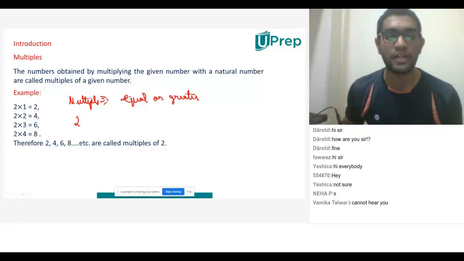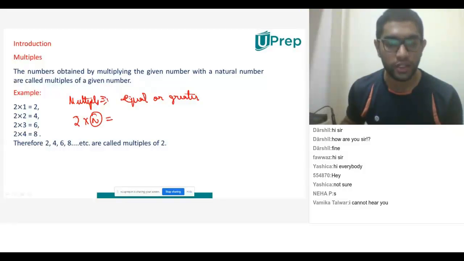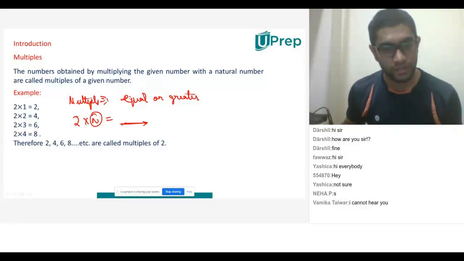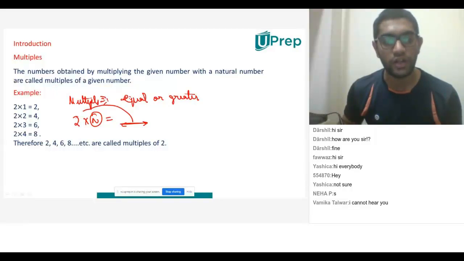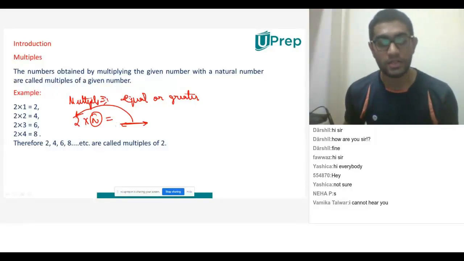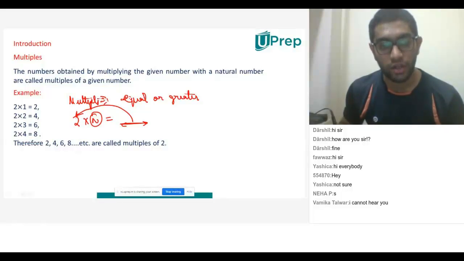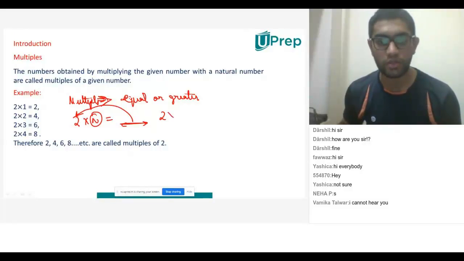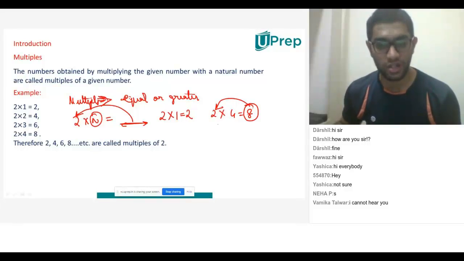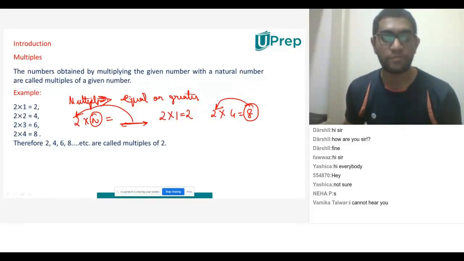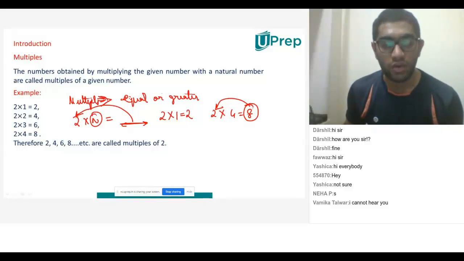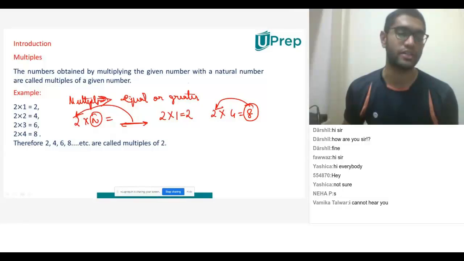If I take a number and I multiply it by any natural number, I'm going to get an answer. I'm going to get a product. This number is a multiple of the number that we were talking about. That means all the multiples of a particular number are either equal to the number. Is 2 a multiple of 2? Yes, because 2 into 1 is equal to 2. What about any other number? Say 2 into 4 is 8. Is 8 a multiple of 2? Yes, because 2 into a natural number called 4 is giving us 8. That means multiples are either equal to the number or greater than the number itself.